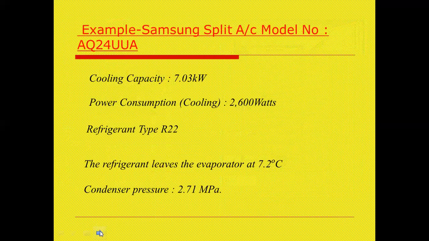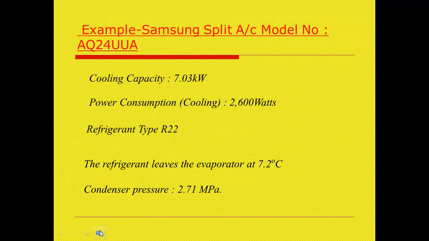So if you see a simple example of this VCR cycle, taking technical details, that is the example of a Samsung split AC. Okay, so window AC is one box, and a split AC has two boxes, one inside and one outside. So if you see the example of a split AC, the model cooling capacity is 7.03 kilowatts.